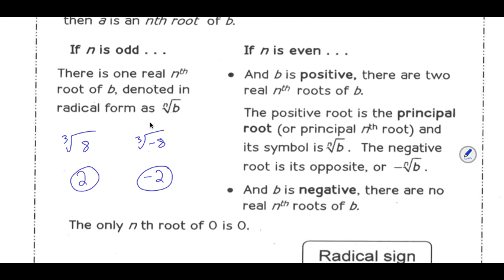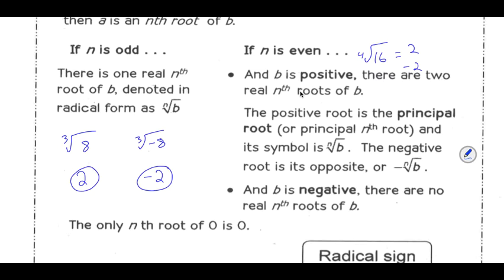Now, if it's even, that means there are really two roots, if we're taking the root of a positive number. So basically what we're saying here is, if we took the fourth root of 16, technically both 2 and negative 2 would work there, right?